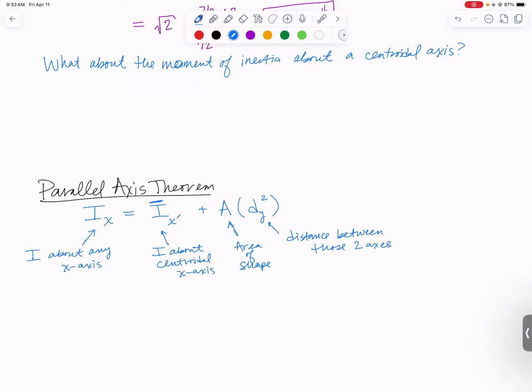And why is it a y distance? Because if here's my x-axis and here's my x prime axis, there is my distance, and it's going to be measured in the y direction.